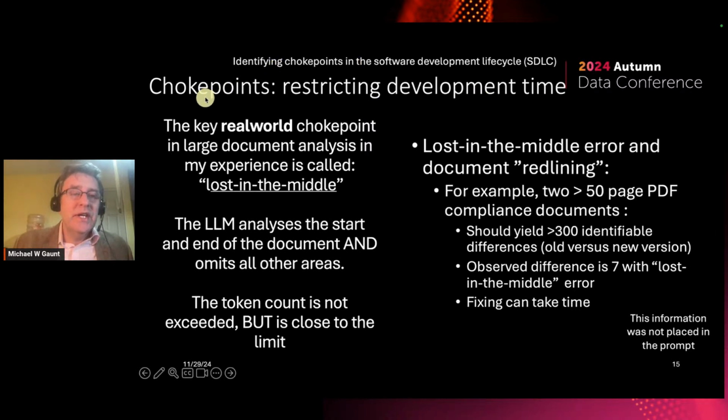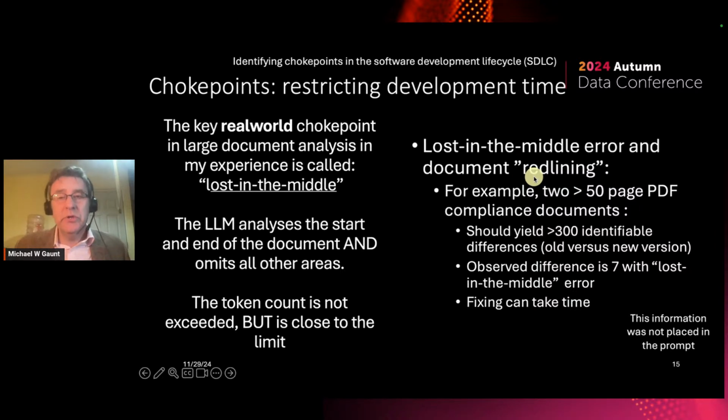So in this particular scenario, the real-world choke point in large document analysis, this is not large language model analysis, this is using large language models to analyze large documents. In my experience, this is called lost in the middle. This is where the large language model, say GPT, starts to analyze a document. It looks at the beginning of a large document, it looks at the end of one, and it omits all other areas. The token count is often not exceeded. If the token count is exceeded, GPT, for example, will just refuse to do the analysis. But the error will persist. So: lost in the middle error and document redlining.